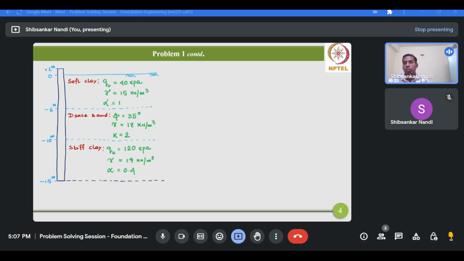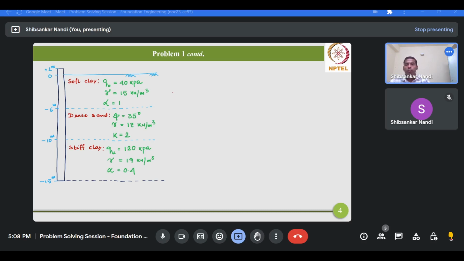This is the pictorial view of the pile. As you can see from this figure, this pile is embedded through 3 different soil layers. The top layer is a soft clay having these properties mentioned in this slide. Then the second layer is dense sand, and lastly the third layer is stiff clay. Pile head is at an elevation of 1 meter with respect to the ground surface.